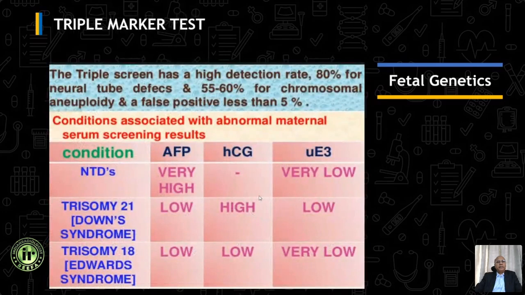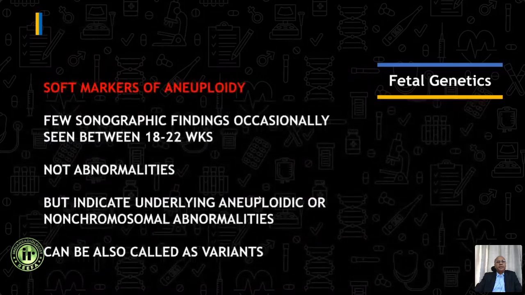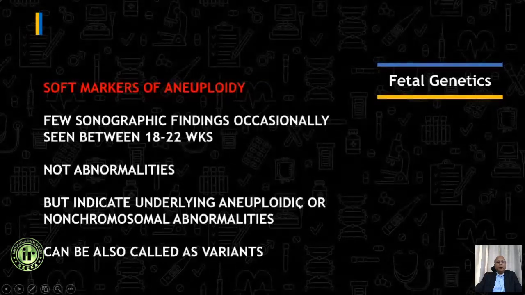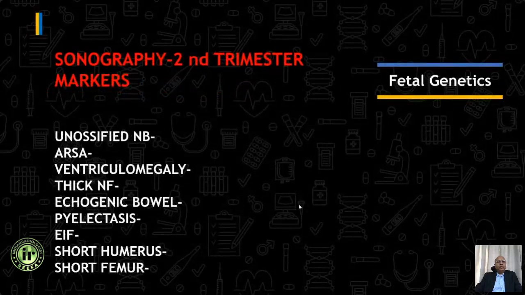We move on to the second trimester, where we have the chance to do a triple marker test or a quadruple marker test, and then we have the ultrasound, which can be called a genetic sonogram or a TIFFA scan. When we do our TIFFA scan or genetic sonogram, we have certain findings which are called soft markers of fetal aneuploidy. These are usually seen between 18 and 22 weeks. These are not abnormalities, but indicate an underlying aneuploidy or a non-chromosomal abnormality. So we will quickly look at the second trimester aneuploidy markers.